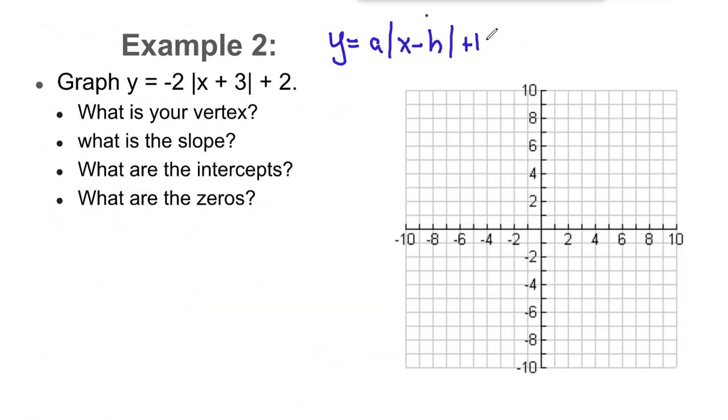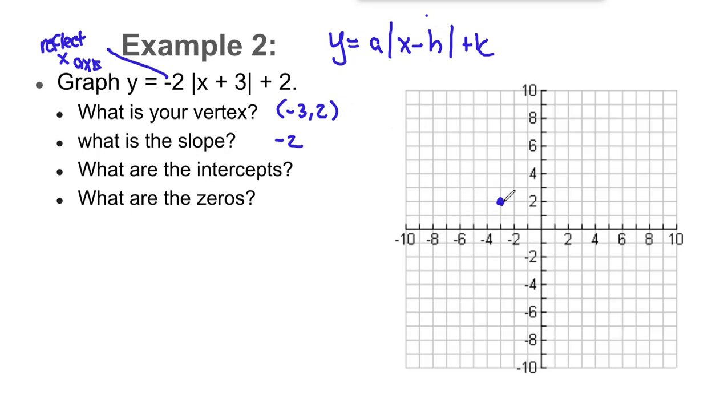So let's go and take a look at this one. In this case, they give us a function. They want to know what the vertex is. Well, it's going to be -3, +2. The slope of the lines are going to be 2 and -2. This negative sign in front means that the graph has been reflected over the x-axis. So let's go ahead and do that. We know the vertex is -3, +2. We know the slope of our two lines are 2 and -2.